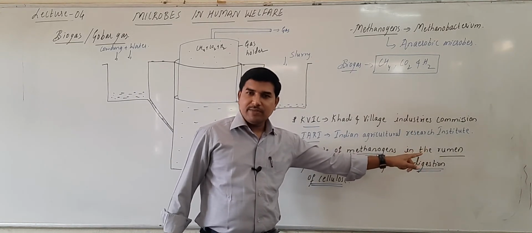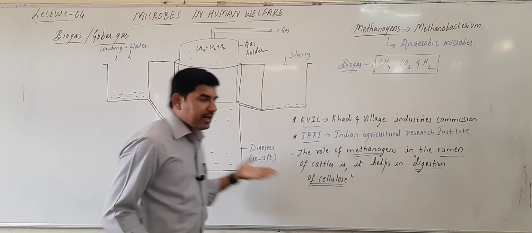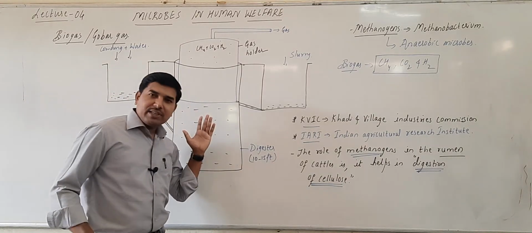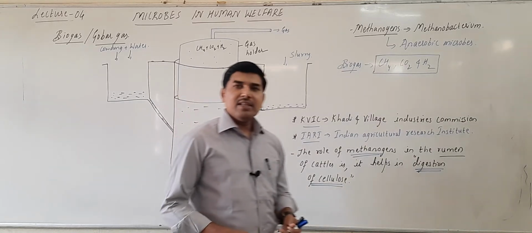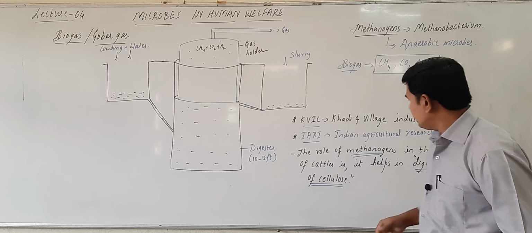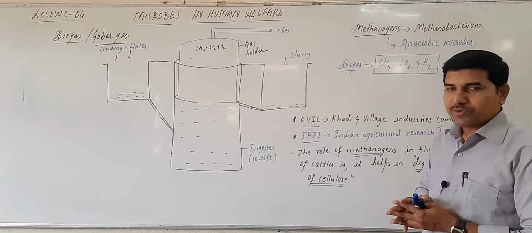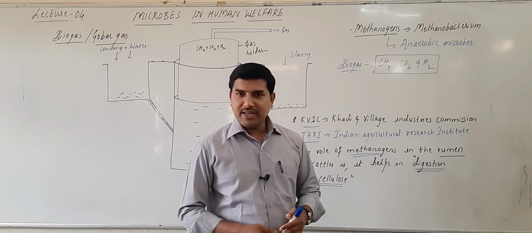Now, as it is naturally present in the cow dung, we are producing the methane gas from this. And remember, these are anaerobic microbes. These methanogens, they are anaerobic microbes. In absence of oxygen, they are going to produce the methane gas.